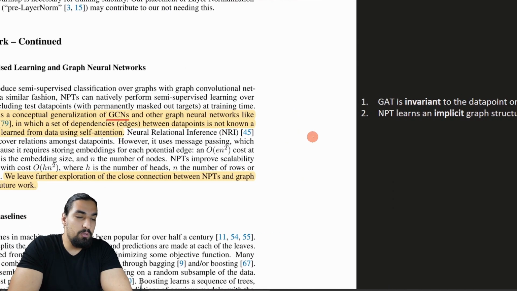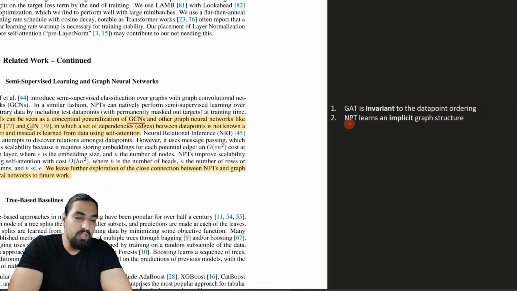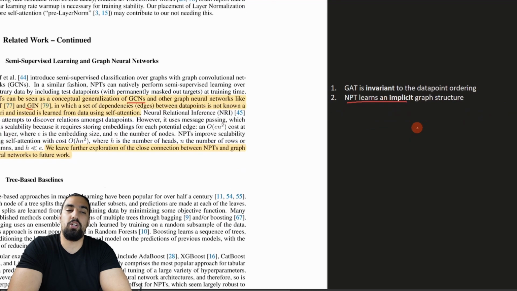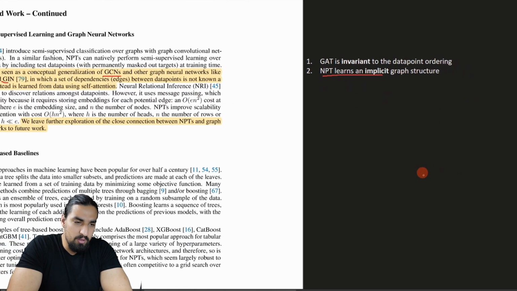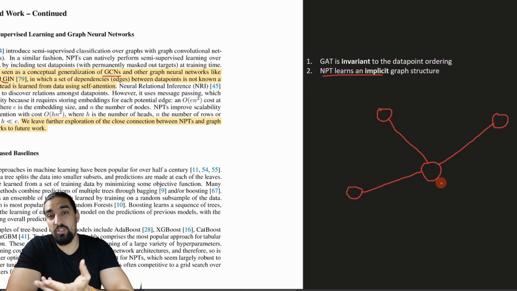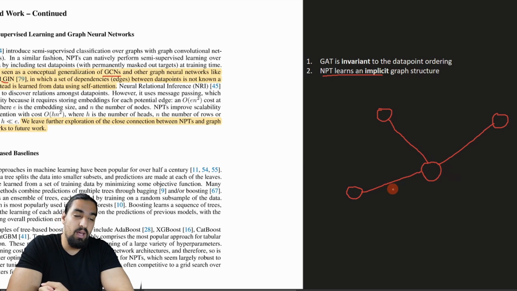Now let me show you what they mean by that. MPTs learn an implicit graph structure. If you're familiar with graph neural networks, let me draw a graph here. Basically, you have some nodes in your graph, and for example, for GCN, you'll have explicit connections here. Okay, you'll have something like this. And then what a graph attention network will do is assign certain attention coefficients to each of these edges, and it's going to aggregate all of these node features.